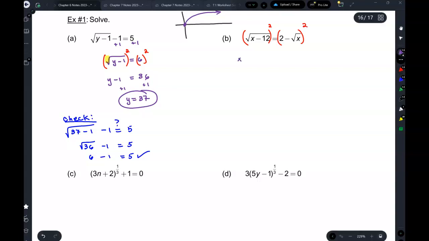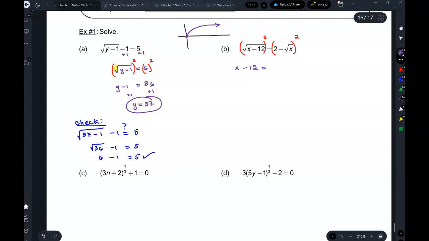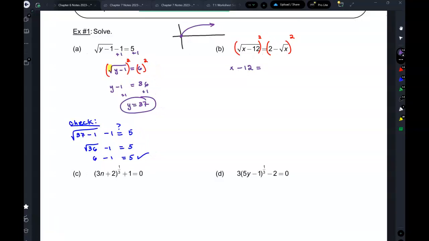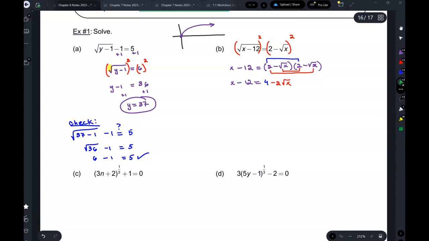Now, here, this becomes x minus 12. That's pretty easy. But here, I have a binomial, 2 terms inside that parenthesis that are being squared. So remember when we have that, we have to write it out like this and FOIL it. You guys remember that? Okay, that was from the beginning chapters as well, and in this chapter. So x minus 12 equals, all right, so let's do this. First terms, 4. Outer terms, 2 times negative root x, negative 2 root x. Inner terms, what does that give you? Also negative 2 root x.